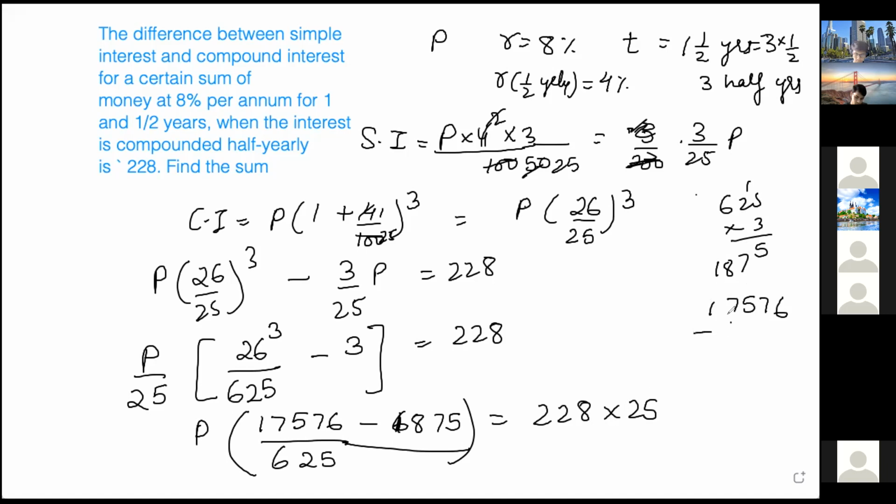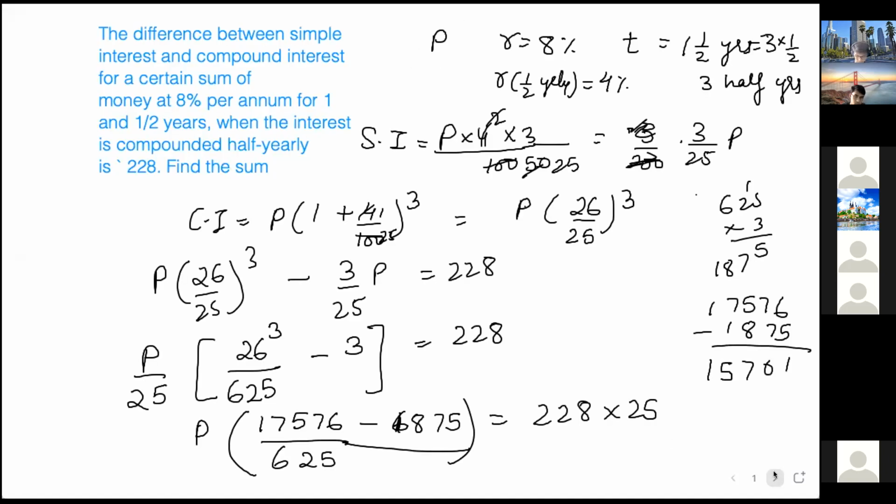17576 minus 1875. 1770. 15 minus 8, 7. 6 minus 1, 5. We are getting 15701 upon 625.